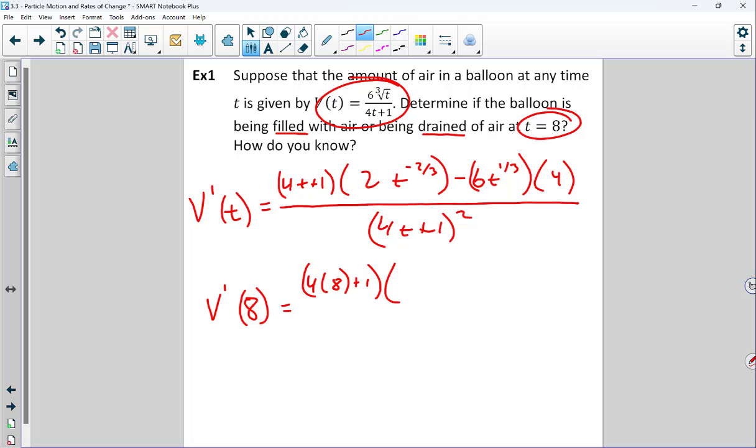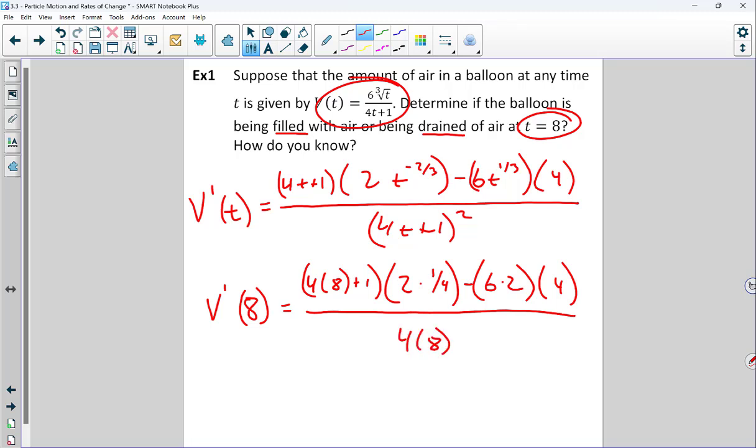Now, right here, when I plug in 8, I'm going to recognize that t to the negative 2/3 is a fraction. The 1/3 part of the 2/3, that's a cube root. The cube root of 8 is 2. 2 squared is 4. So that's really a 1/4 minus 6 times, that's going to be 2 times 4 all over 4t plus 1 squared.